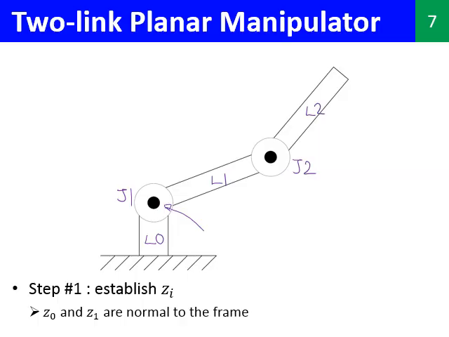So we will say that Z0 is normal to plane, and we have Z1 also normal to plane.